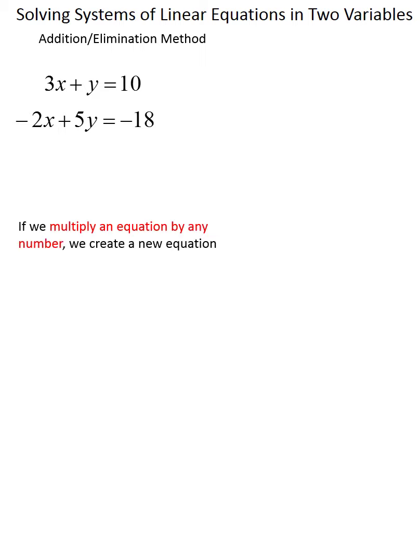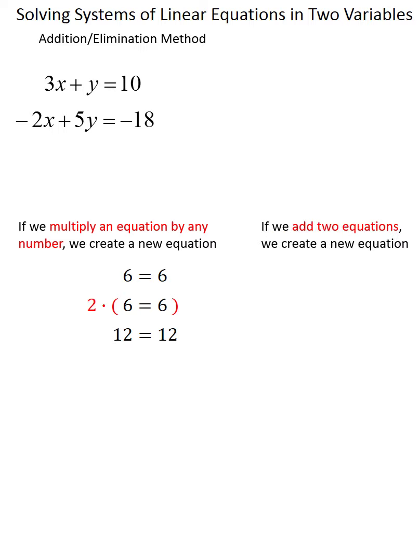If we multiply an equation by any number, we create a new equation. To show you what I mean by that, here's an equation. I think we could all agree 6 equals 6. If I were to multiply that equation by any number, say 2, big surprise, I get another equation. Here's another somewhat obvious fact. If we add 2 equations, we get a new equation. Here's 2 equations. We all agree that 5 equals 5 and 3 equals 3. If I were to add these together, I would get, big surprise, a new equation. 8 does in fact equal 8.